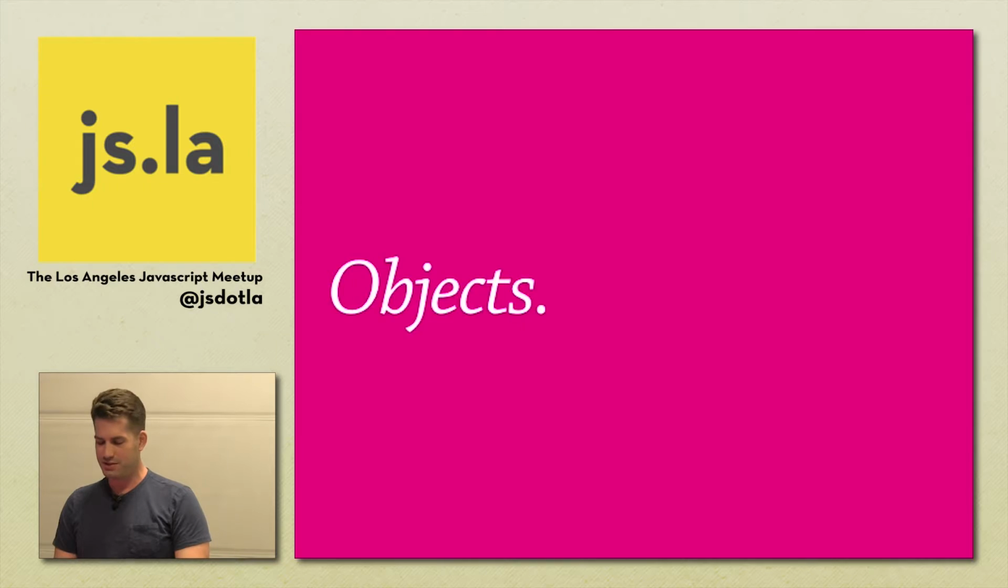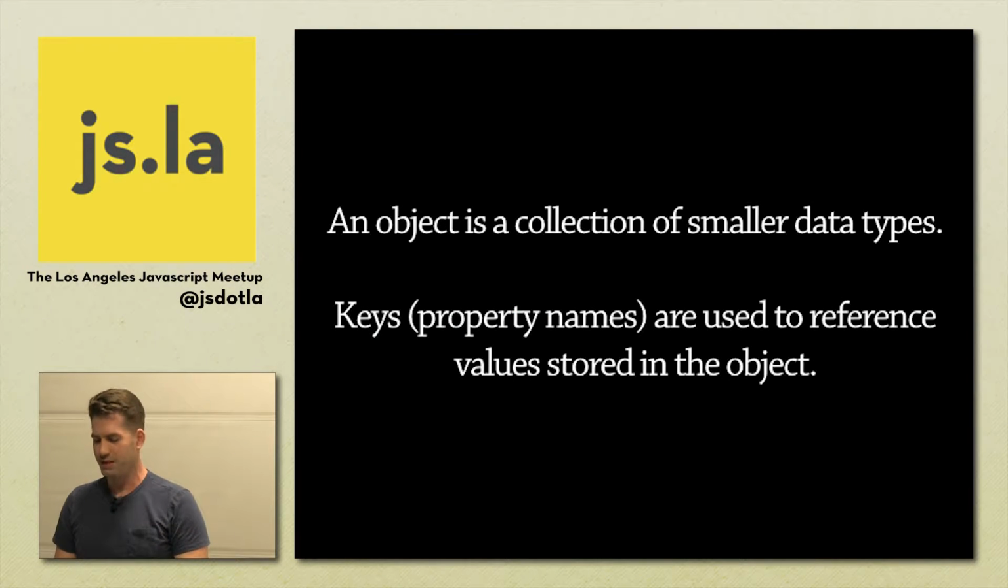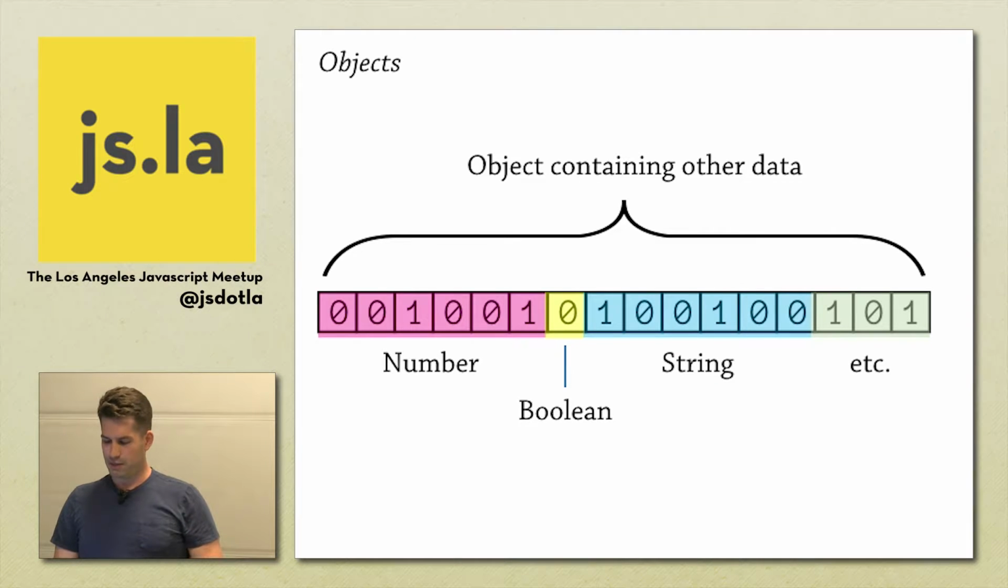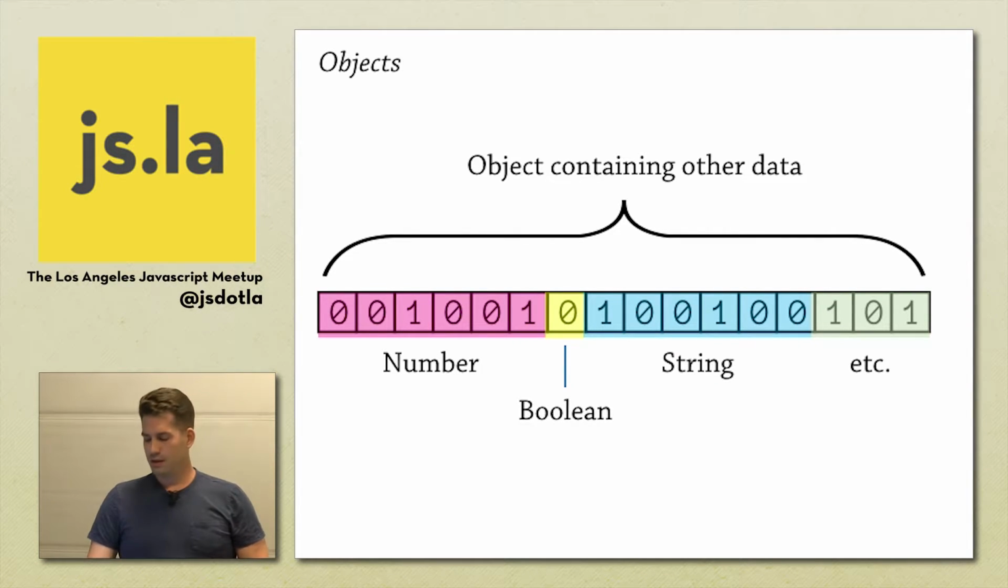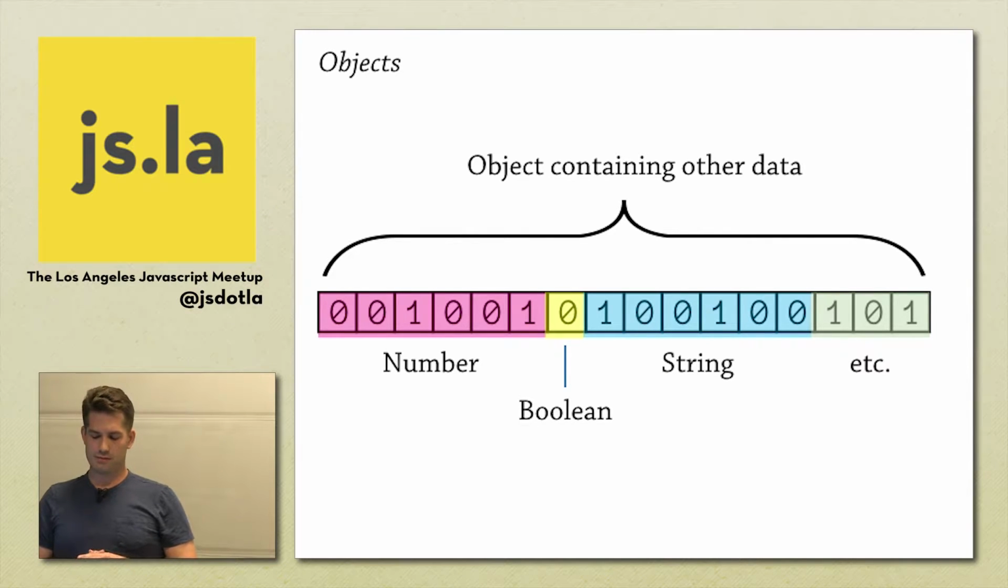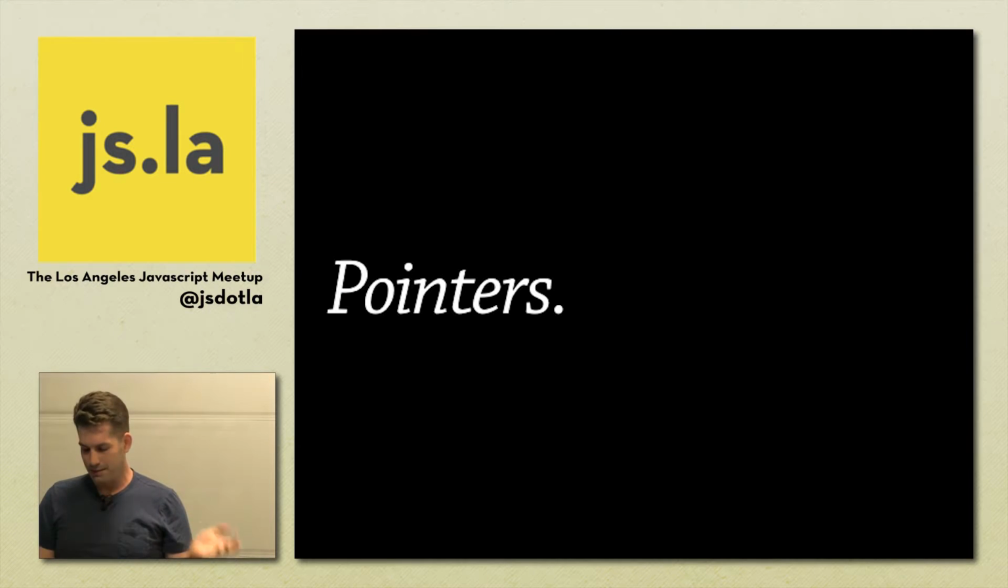So objects, to grossly oversimplify this, an object is really just a collection of smaller data types that are all kind of lumped together in one memory location or in one set of references to other memory locations. It might look something like this in memory. There is more metadata involved here, sort of describing how big each of these chunks of memory is and how they all go together into this one object. But this is the gist of it.